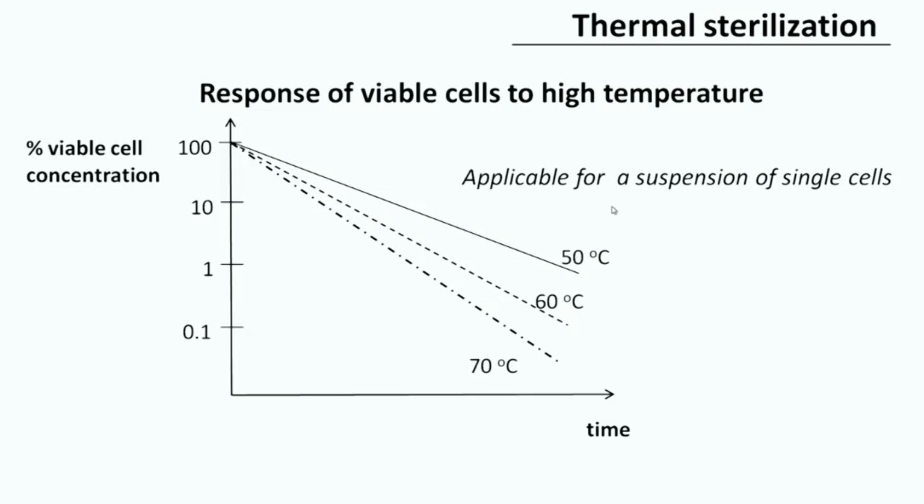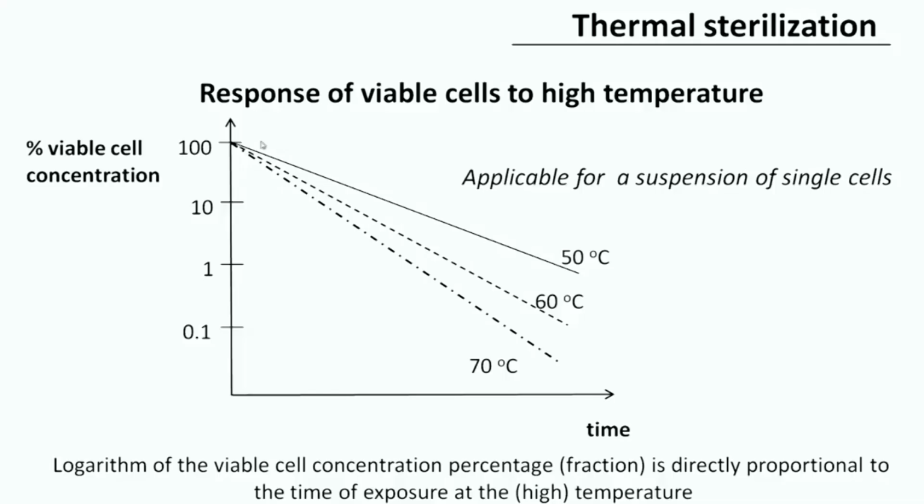This kind of behavior is applicable for a suspension of single cells, cells separately, not clumped together and so on. And what this graph tells us is that the logarithm of the viable cell concentration, this is on a log scale, the logarithm of the viable cell concentration fraction, that fraction times 100 is percentage, is directly proportional to the time of exposure at the high temperature. So, this is the kind of behavior that we see when we expose single cell suspensions to high temperature.